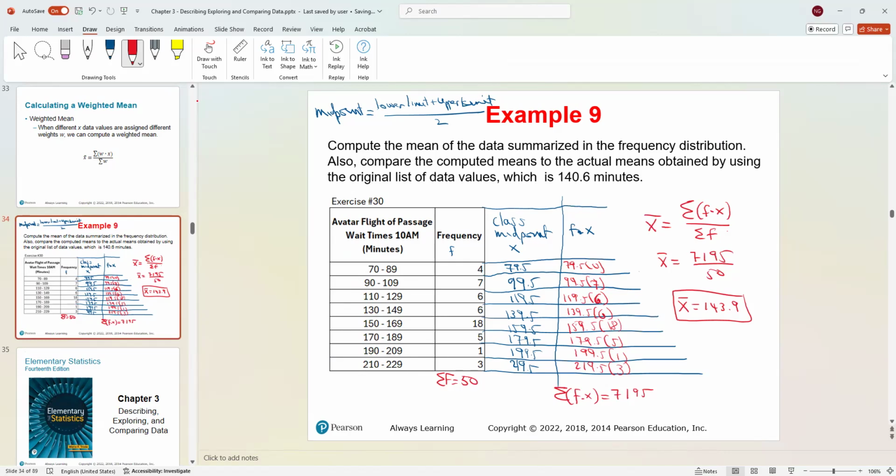Hopefully that's helped. We're going to come back. I know it's a very long video, but come back for section 3.2, measures of variation. In this chapter, we're going to see measures of the center: mean, median, and mode; measures of variation: range, variance, and standard deviation; and then later measures of position: the quartiles and the 5 number summaries.